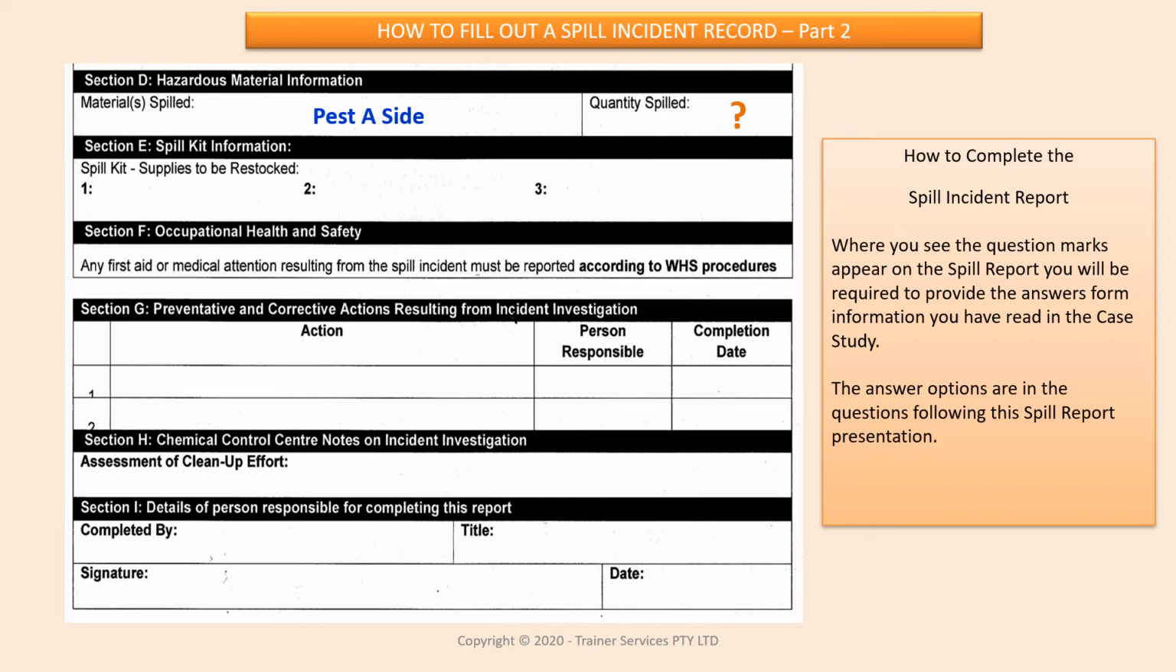during the spill. In section G, you need to insert the preventative action that you are recommending so that this type of accident should not happen again in the future. You also need to sign off on it as the person responsible for it and the completion date.